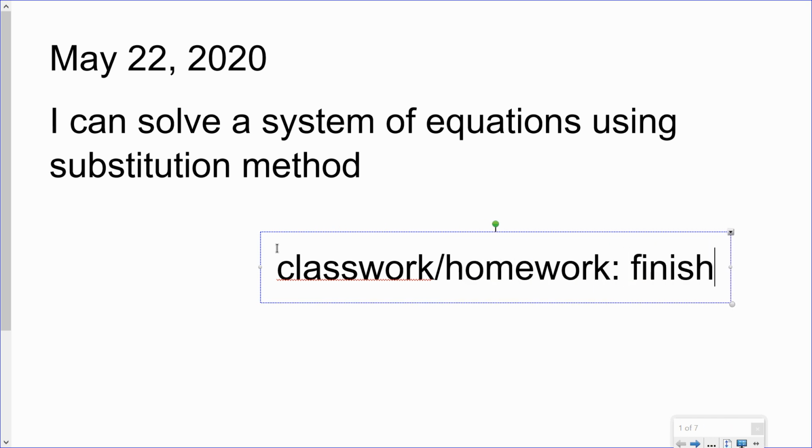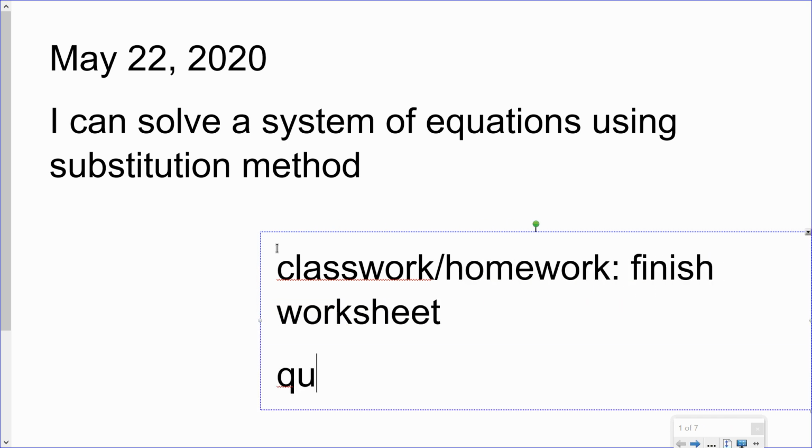is to finish the worksheet. Your quiz, we don't have school on Monday, so I'm going to say your quiz will be due Tuesday night.